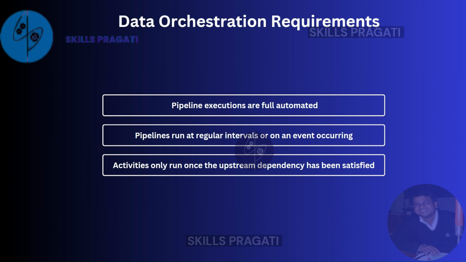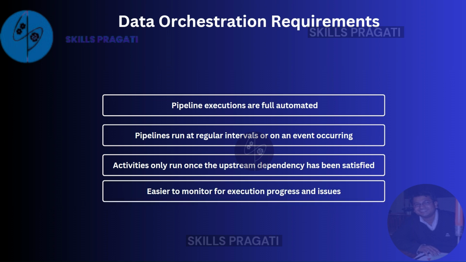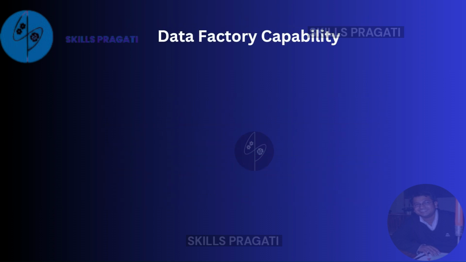Next, we want our activities to execute only when the upstream dependency has been satisfied. For example, we want the transformation activity to execute only when the copy activity to ingest the data has succeeded. Finally, we want the solution to be easy to monitor for progress, and also we want to be able to resolve any issues with ease. These are our requirements.